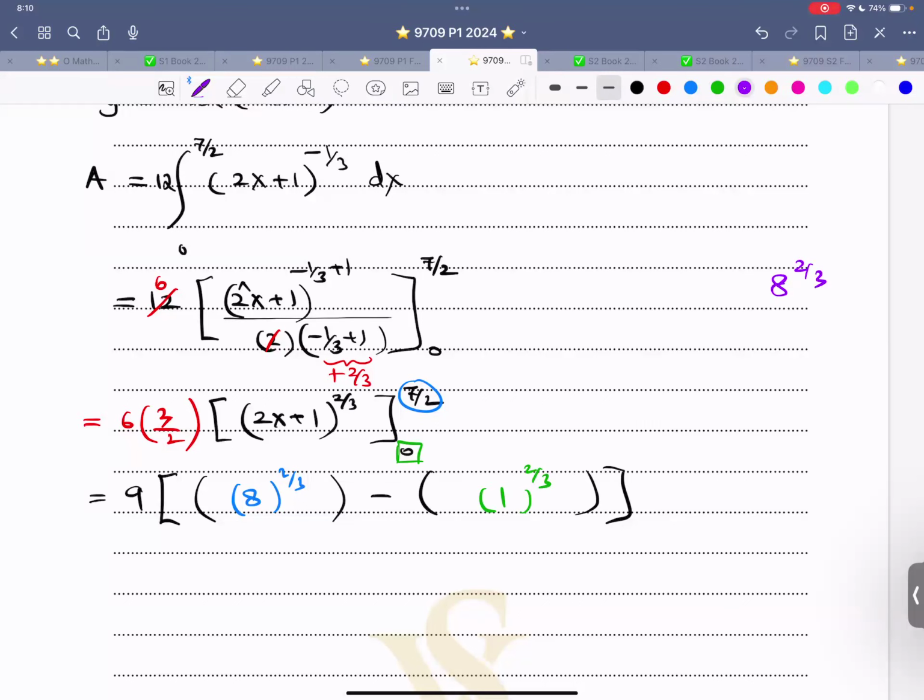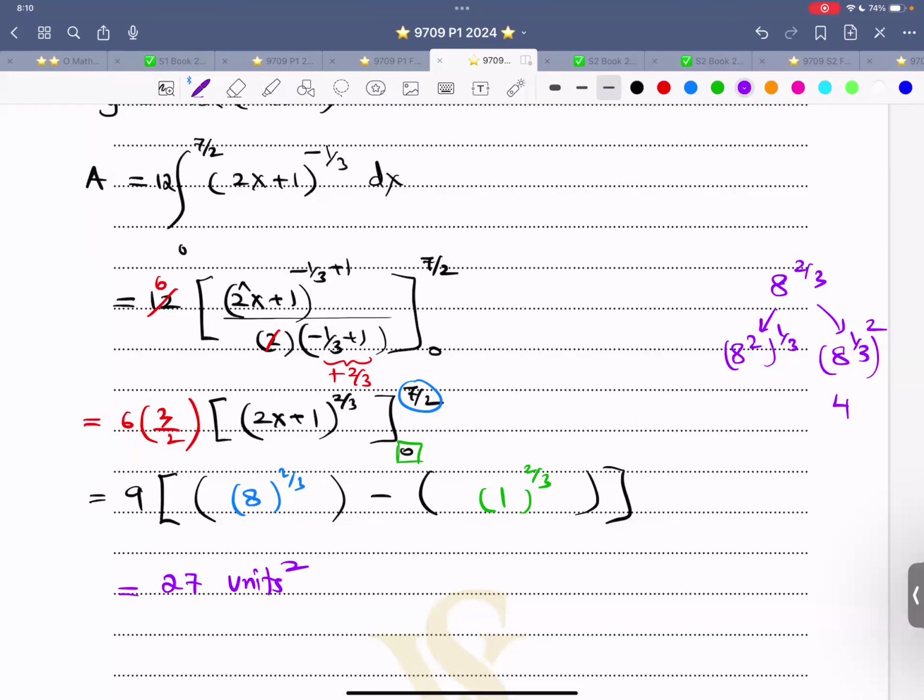8 raised to power of 2/3 can be written as 8 squared raised to power of 1/3, or 8 raised to power of 1/3 raised to power of 2. 2 raised to power of 2 is 4. So this is 4 minus 1 is 3. 3 9s are 27. So 27 units squared. I hope this is all good, all clear.